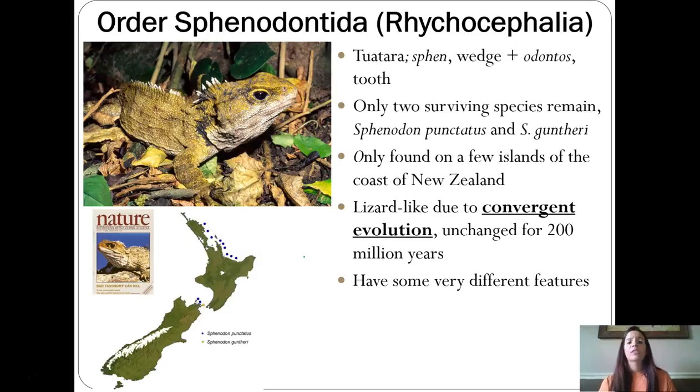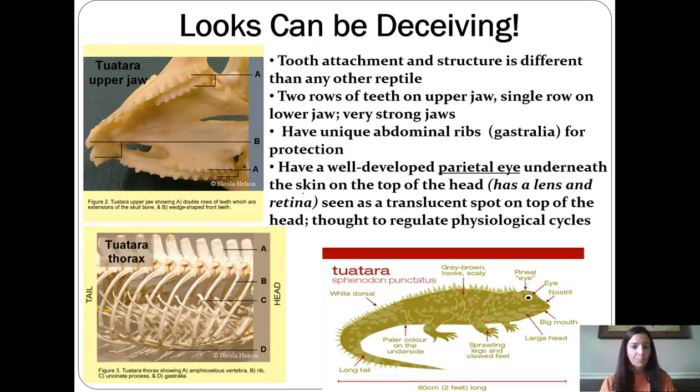So the next order is Phenodontidae. There are only 2 surviving species in this order, and they're called the Tuatara. The name itself means wedge tooth, and they look kind of like bearded dragons, but they live only on a few islands in New Zealand. They're lizard-like in their appearance due to convergent evolution, and they've been unchanged for 200 million years.